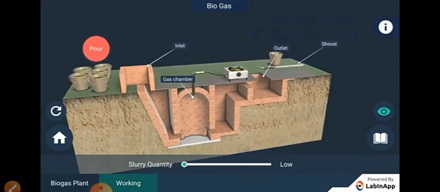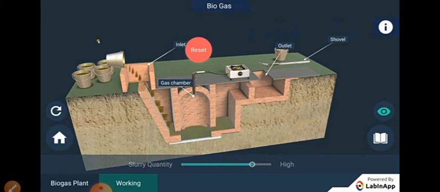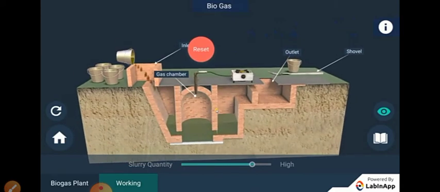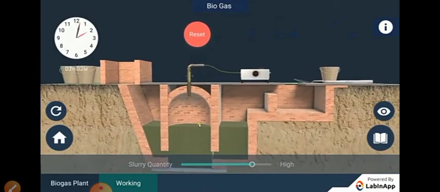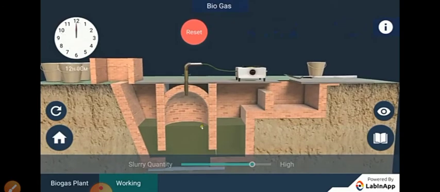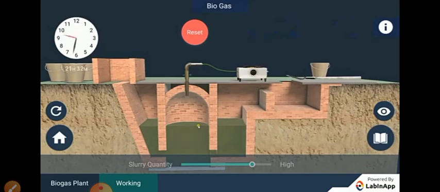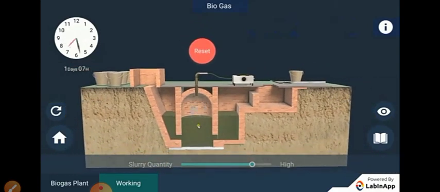This is the construction part. You can observe the naming given: gas chamber, inlet, outlet and shovel. Through this we are inserting the cow dung in it, along with tree leaves and so on. After a few days it will create a gas, and that gas is coming out from the outlet.